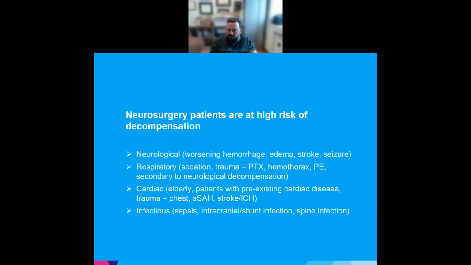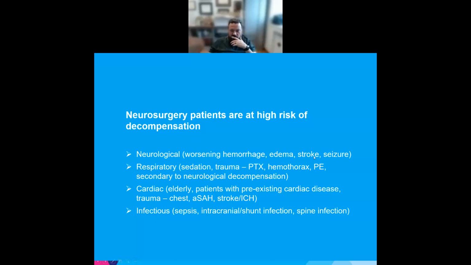So the first thing is to realize that neurosurgery patients are not your typical patient in the hospital, right? Neurosurgery patients are much more complex and are at much higher risk of decompensation than patients on other services, except for maybe patients that are in the ICU already. But these aren't plastic surgery patients. These aren't just regular general surgery patients. These are patients that have something usually abnormal with the CNS, either the brain or the spine, and they're high risk of decompensation from a neurological standpoint.